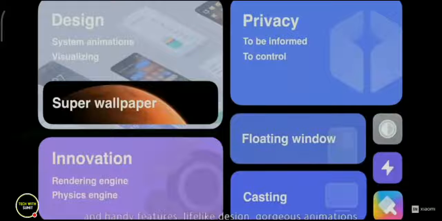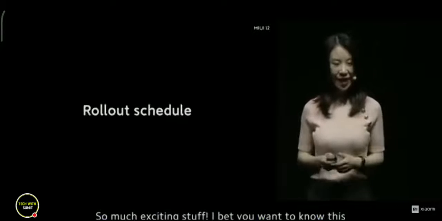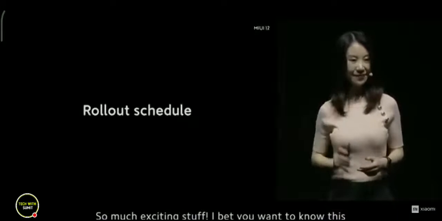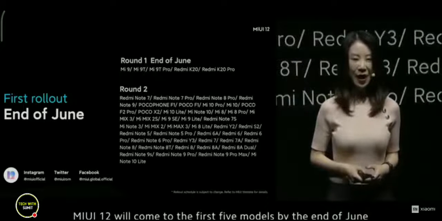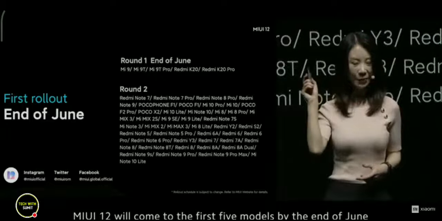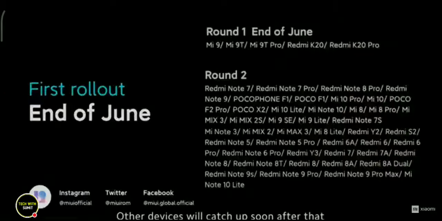Lifelike design, gorgeous animations, and world-class privacy protection. So much exciting stuff, I bet you will love this. So, ladies and gentlemen, MIUI 12 will come to the first 5 models by end of June. Other devices will catch up soon after that.